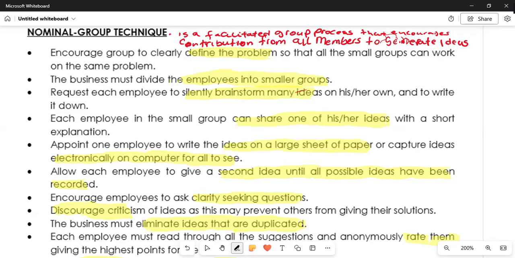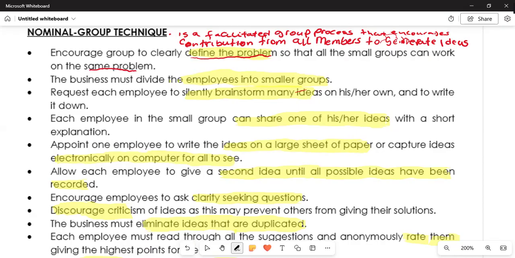So now let's go to the points. Encourage group to clearly define what? The problem. So the problem should be clearly defined so that the members in the group will know the solutions that are going to come are going to be related to the problem, so that all the small groups can work on the same problem.